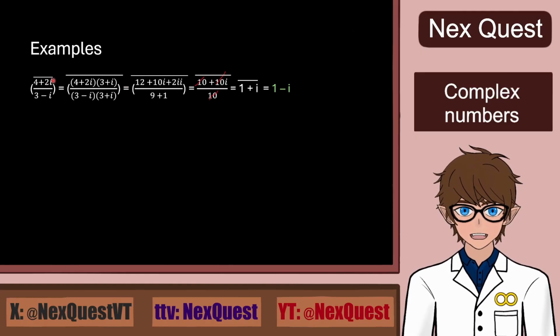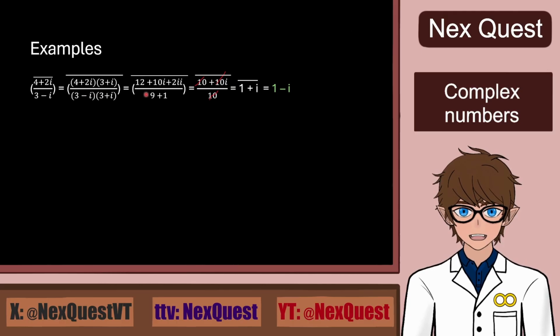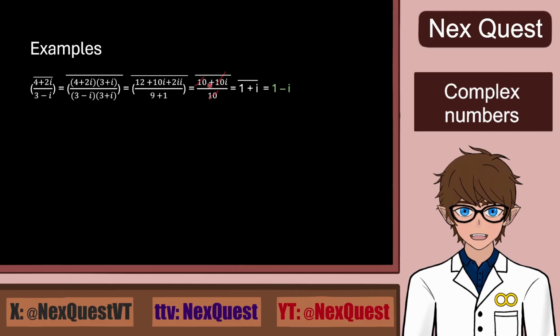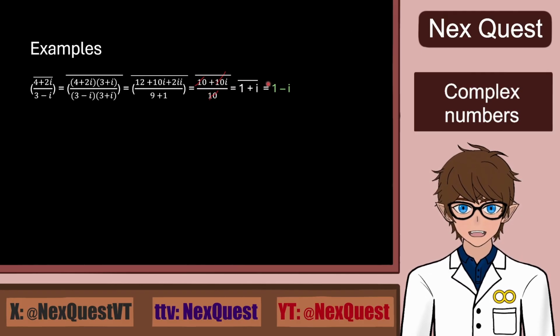But yes, so basically we use the sum of the squares rule here to get rid of the i in the denominator. Then we simplify the top and the bottom. We canceled out the 10, and after the fraction was gone, we basically separated the real and imaginary parts and took a conjugate, so the different sign of the imaginary part. And this was our result.